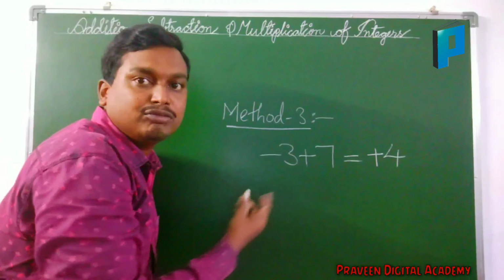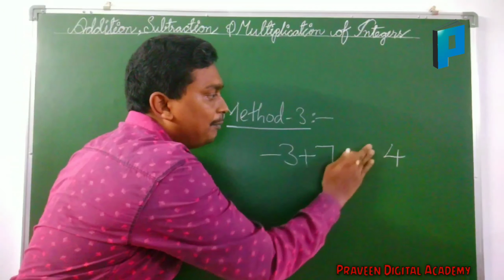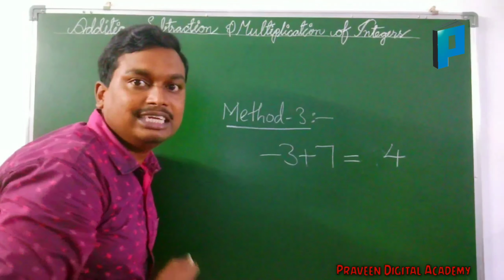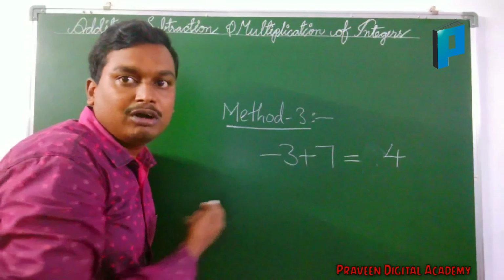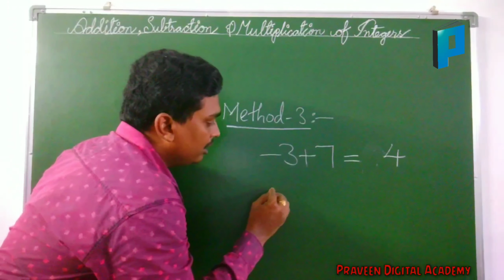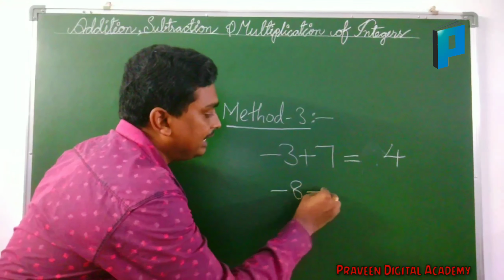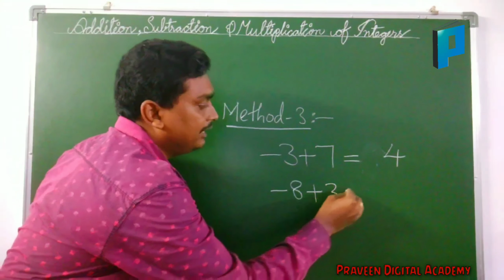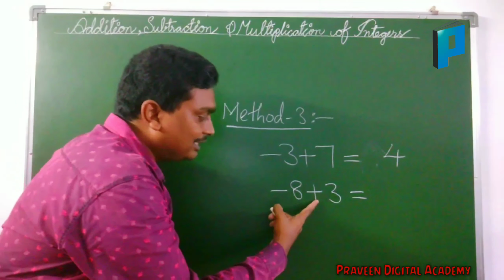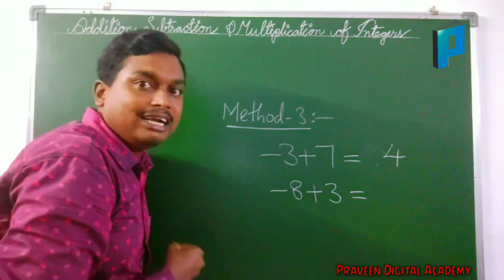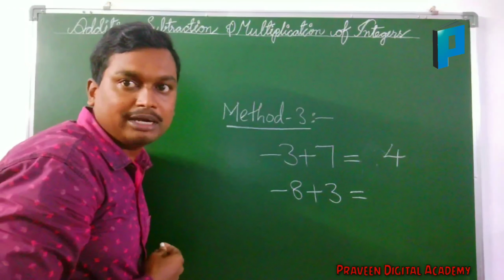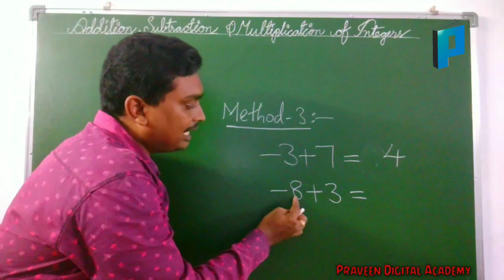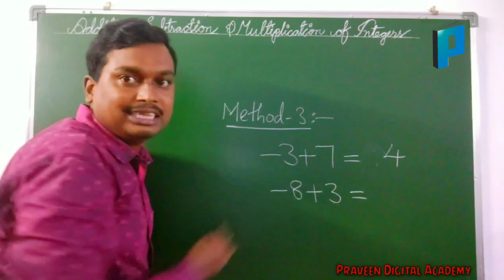If you are keeping plus 4, or if you are not keeping plus also, we will consider that as plus 4 only. Let me go for one more example here. If you are having minus 8 plus 3, here one plus is there, one minus is there. In this situation, what to do? Subtract the higher number and lower number, the same. The higher number is 8, the lower number is 3.